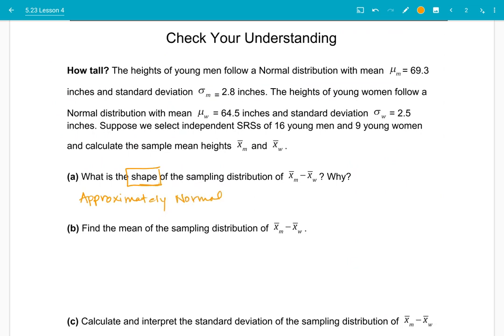And I didn't annotate the problem because I'm going to do that now as we answer these questions. The why is because up in the beginning, it said that the men had a normal distribution and the women's population had a normal distribution. So the reason why is because both the men and the women populations are normal.